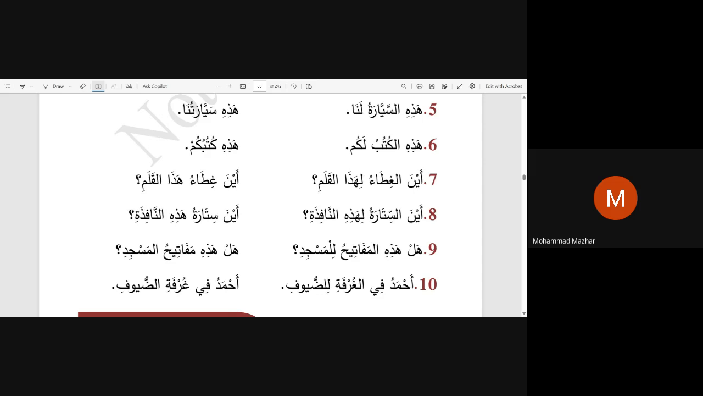So as-sitara has an alif lam, and lam al-mulk is attached to hadihi. As-sitara lihadihi. And I'm pointing at the window. As-sitara lihadihi. Where is the curtain for this? For this window. And I'm pointing at it.